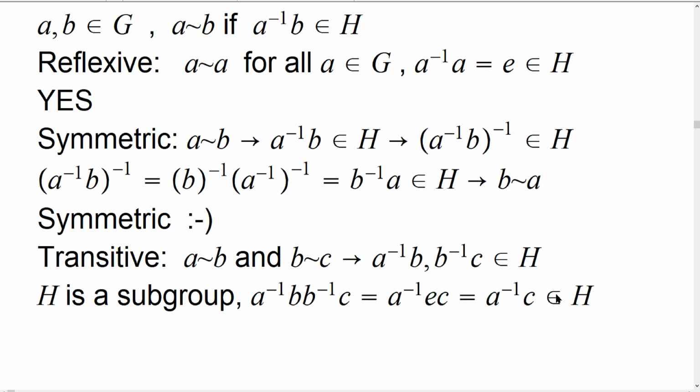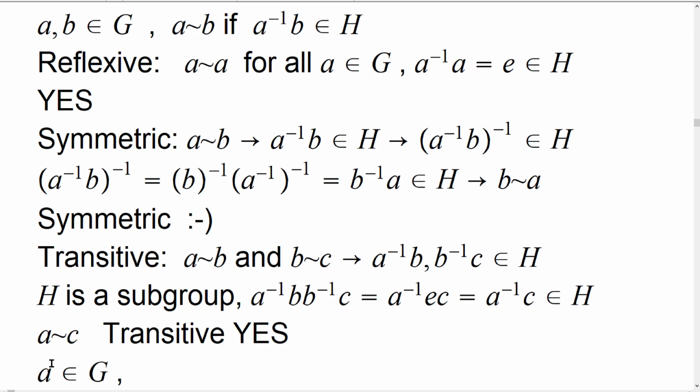So what that means then is that A is related to C, right? So it is like this, that transitivity is also satisfied, okay? Now, let us look at the equivalence classes of an element A in G. So remember this, the equivalence class of A, we may denote it by bracket A, or I think earlier we denoted by a bar over A, either way.